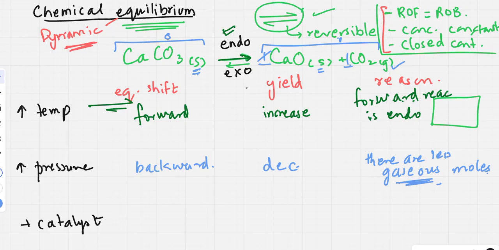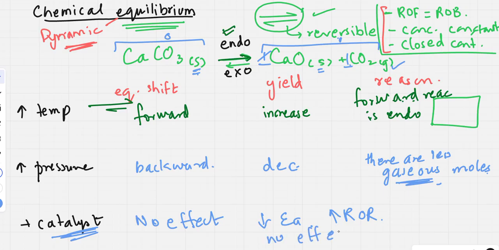Then we shift back to this page where we have to talk about catalyst. Remember, a catalyst will have no effect at all, no matter if it's endothermic, exothermic, or how many moles there are. Why? Because a catalyst decreases the activation energy and increases the rate of reaction, but it has no effect on equilibrium at all, right, everybody? I hope you all understand this. This is it about chemical equilibrium. All the best.